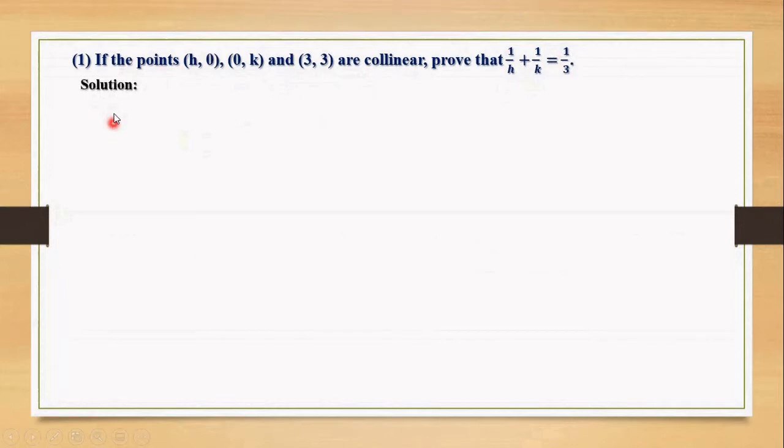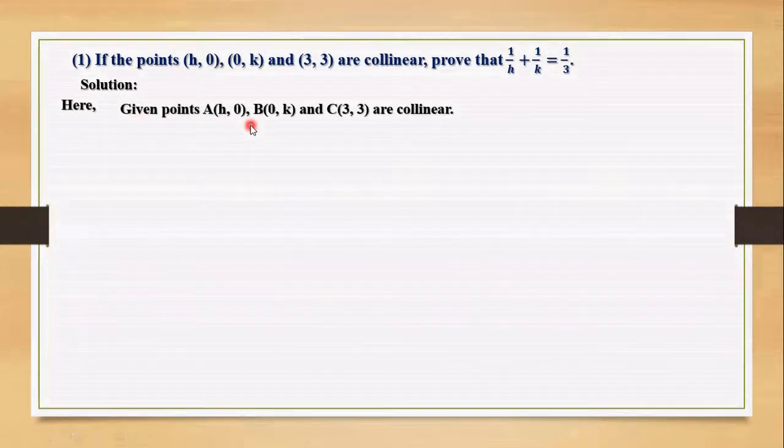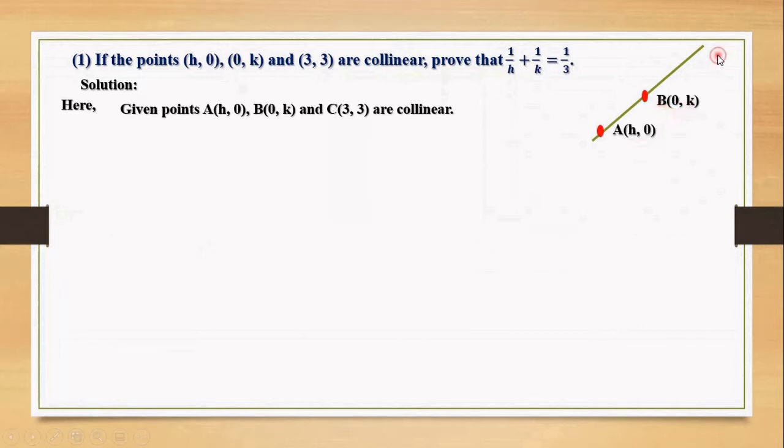Let's start the solution. Here in the question, there are 3 points given. So let's list them here. Given points, let them be A (h, 0), B (0, k), and C (3, 3). The question is telling that all these 3 points A, B, C are collinear. Here's the figure of the 3 collinear points.